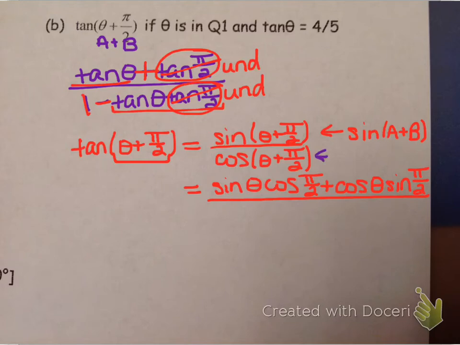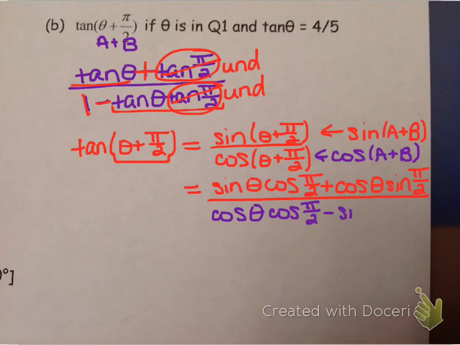And then down here in the denominator, I'm going to use the identity for cosine of a plus b. That identity says to do cosine of your first angle, so theta, times cosine of your second angle, which is pi halves, minus sine of your first angle, sine of your second angle.